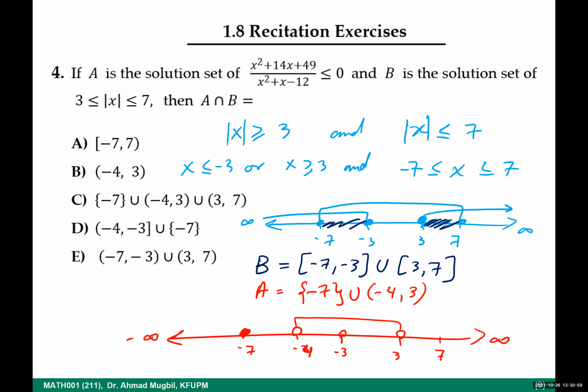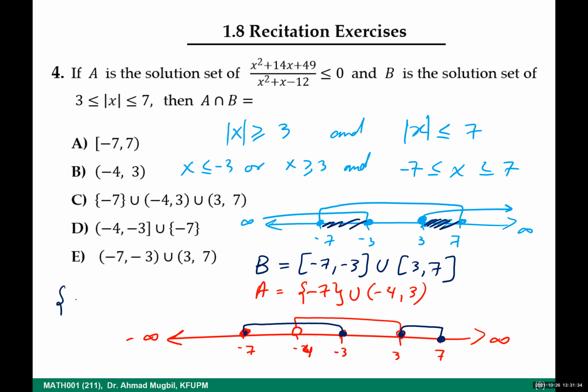Now for 3, it is closed. Let me use this color. So this is closed. Now negative 7 is closed, red, and blue here. So it will be negative 7 included up to where? Up to negative 3, right? Yes. Then closed 3 up to where? 7 closed. Now what do we want? The intersection. So we will take negative 7. Is it included? Yes. Is it in both? Yes, here it is.